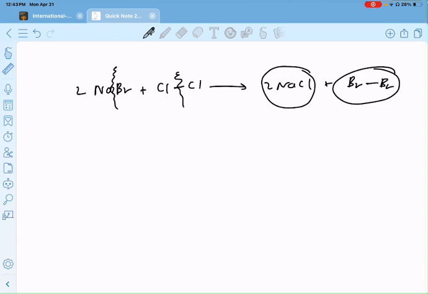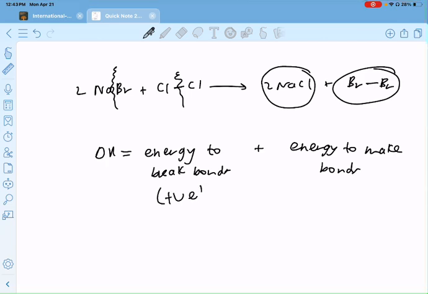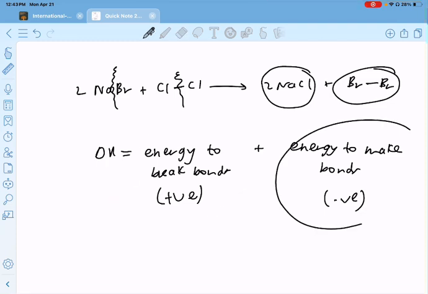So, delta H can be represented as energy required to break bonds plus energy to make bonds. Now, it's important to note that energy required to break the bonds is positive, whilst the energy released to make the bonds is negative. What do you mean by this? This is endothermic, this is exothermic.